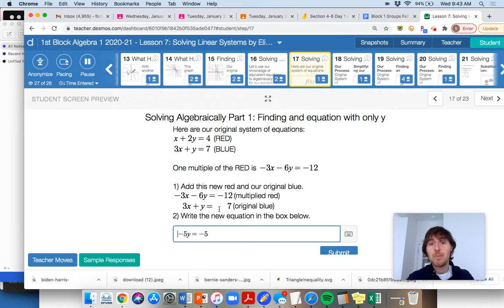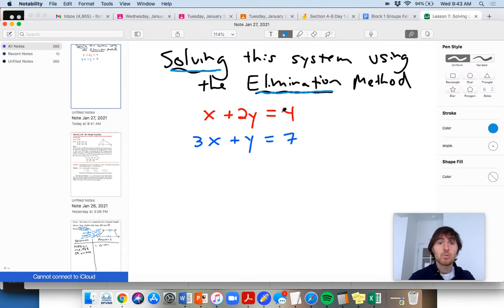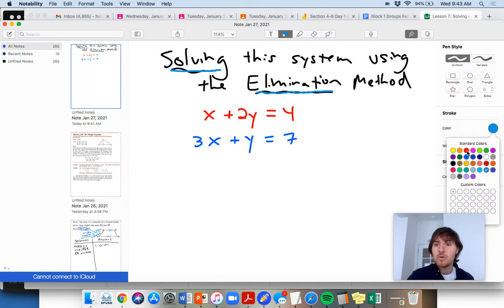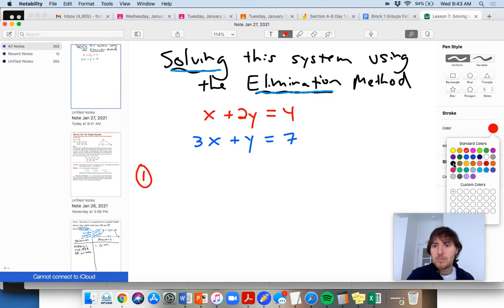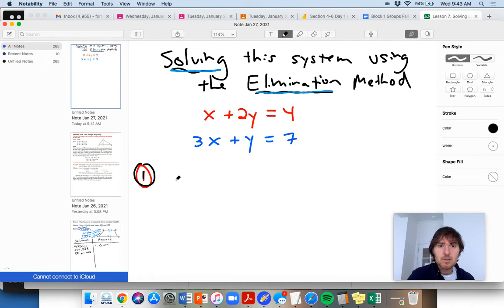Let me do it on another sheet of paper, because this is ultimately what you want to work towards: how do you solve this system using the elimination method? I'm going to try to eliminate x. Step 1, and let me show it to you like this: try to eliminate x.